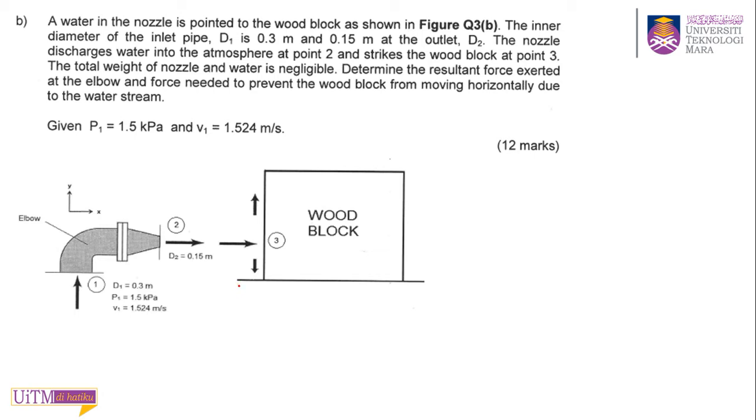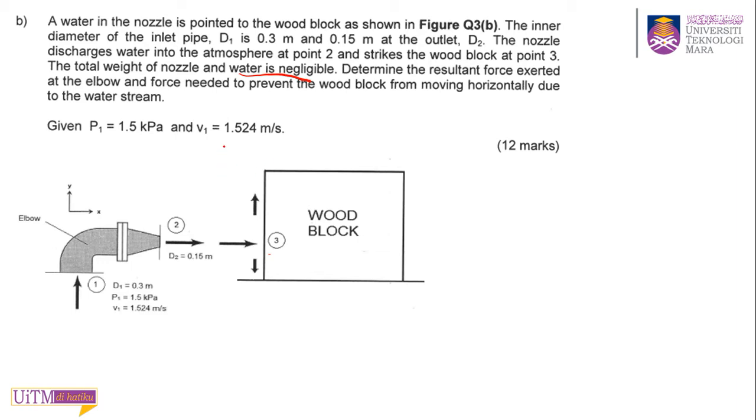Water in the nozzle is pointed to the wood block as shown in figure U3B. Okay, this figure lah. So the inner diameter of the inlet pipe D1 is 0.3 meter and 0.15 at the outlet. So they have bigger inlet and smaller outlet. This is a nozzle. So the nozzle discharges water into the atmosphere at point 2 and strikes the wood block at point 3. After this discharge, this water strikes this wood block. The total weight of nozzle and water is negligible, so that's why it says here. So you don't have your W lah.